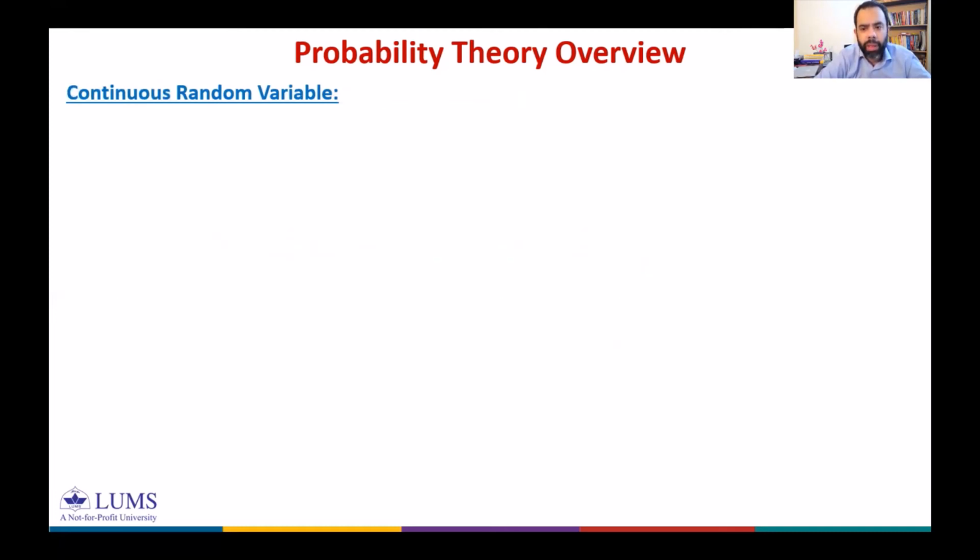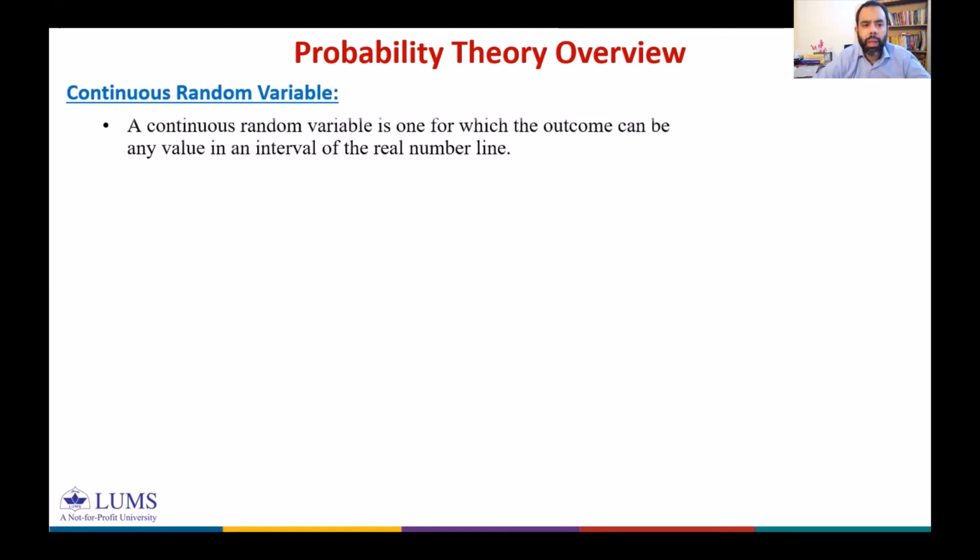Let's talk very briefly about the concept of a continuous random variable. As the name suggests, a continuous random variable is one for which the outcome can be any value in an interval of the real number line. For a discrete random variable, it assigns the outcomes to discrete values. But here, a random variable can take any value in an interval of the real number line, or it can be the complete real number line.